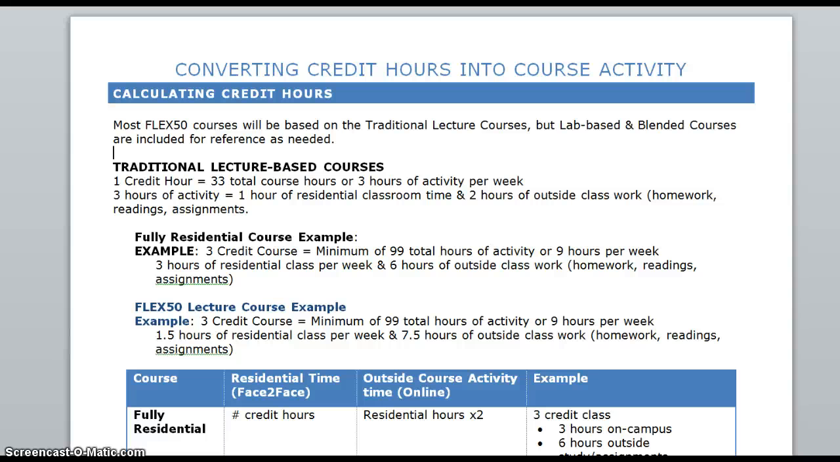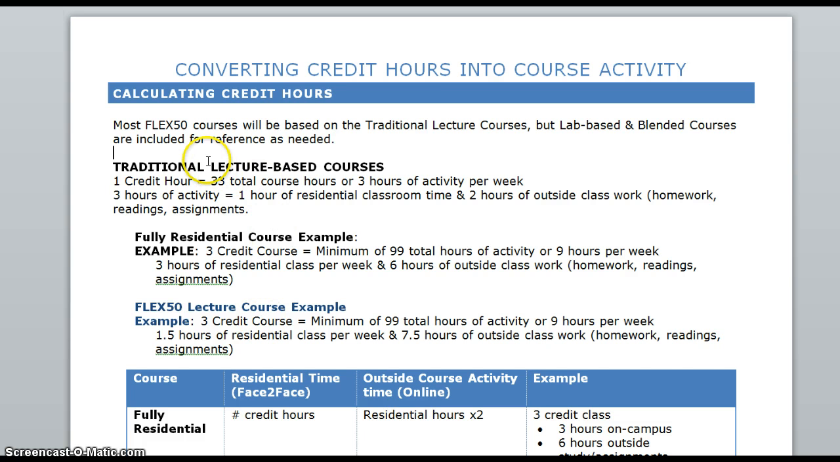This document is designed for those teaching in a Flex50 course and to help them in calculating how many hours to dedicate to certain course activities based on the residential time that the students are spending in the course. As opposed to thinking about partially on campus and partially online, we want to think about total course activity hours.